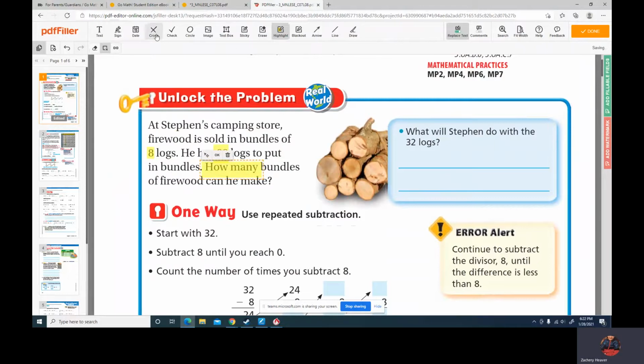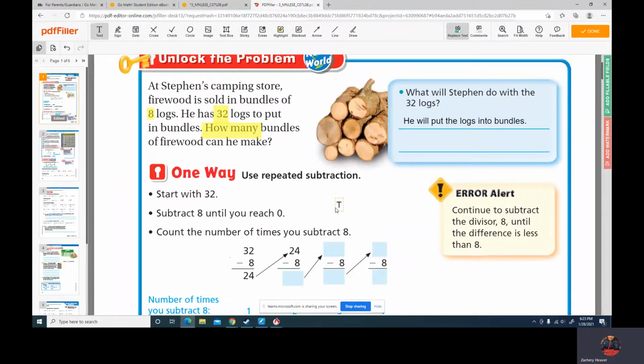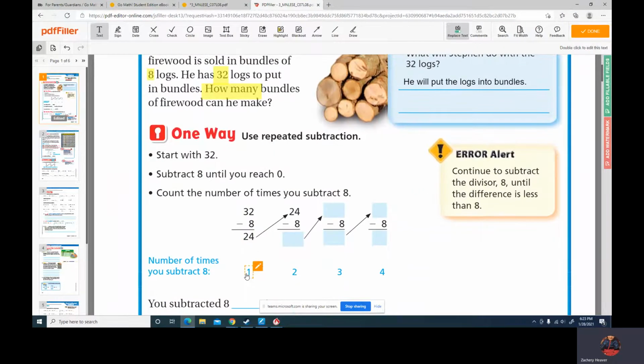So first off, we have to think, what will Stephen do with the 32 logs? Well, it says right here, he has 32 logs to put in bundles. So what you would write here is, he will put the logs into bundles. That's the first thing. And what they're going to show us right now is repeated subtraction. We can do arrays or we can do groups, but this is repeated subtraction. So they're going to go from 32 subtracting 8 until they get to 0.